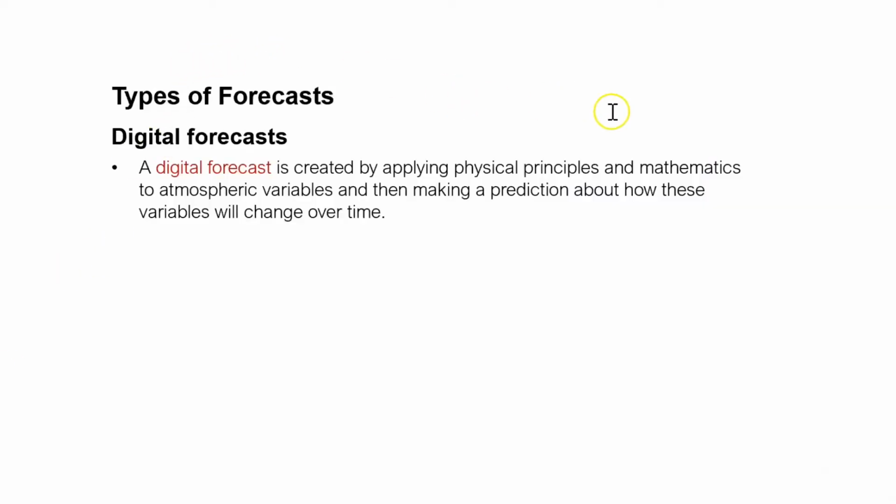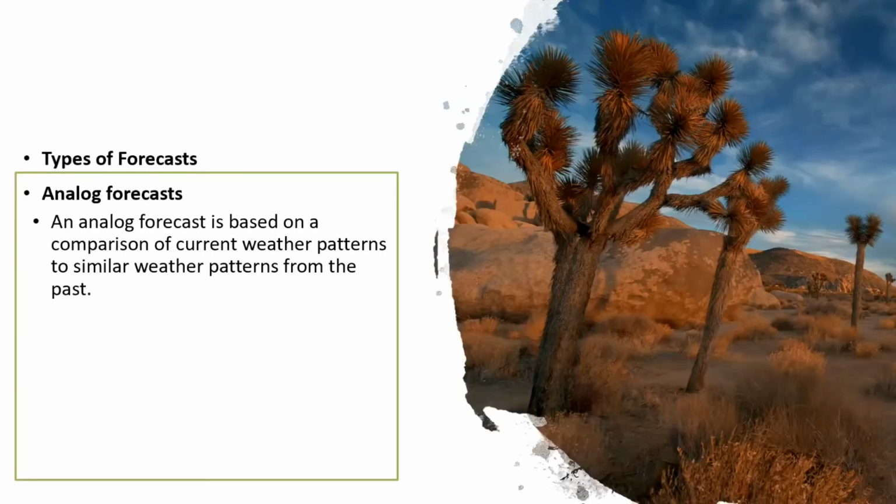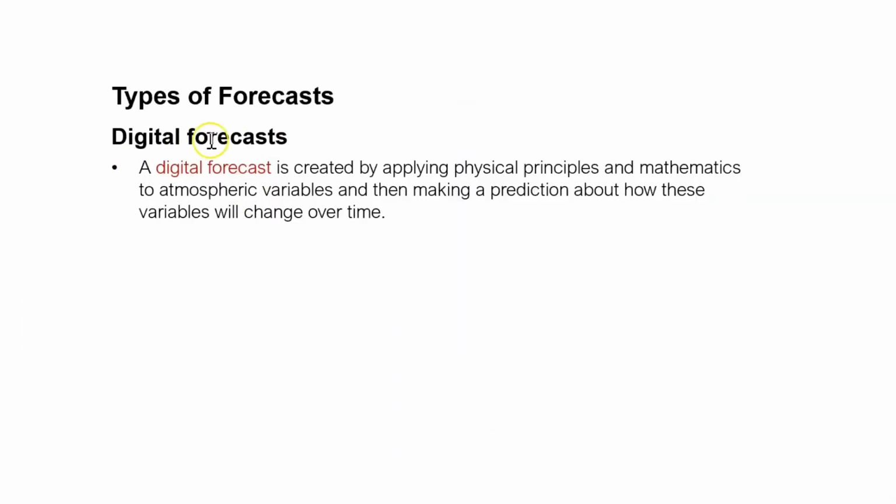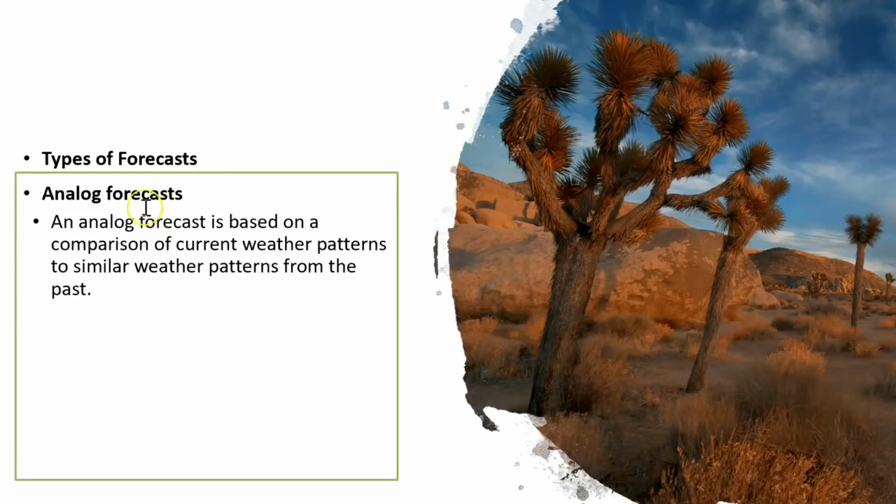A digital forecast is created by applying physical principles and mathematics to atmospheric variables and then making a prediction about how these variables will change over time. So this contrasts to an analog forecast because, like I said, a digital forecast is more what the instruments are getting, and an analog forecast is more like a historical model. In an analog forecast, this is based on a comparison of current weather patterns to similar weather patterns from the past. So you can look into the past at different situations of what the weather conditions were, and you can make inferences based off of what happened in the past. Make predictions off of models, weather models. So those are the two types, digital and analog.